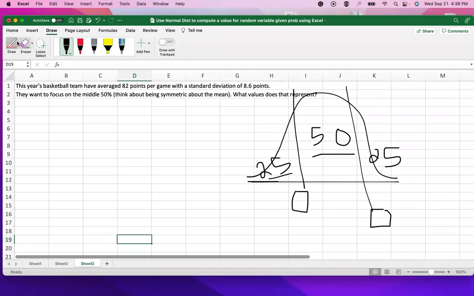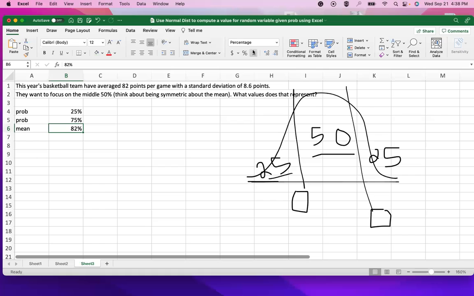So for our probabilities, we're looking at two different probabilities here. We're looking at a probability of 25%. We're looking at a probability of 75%. Only one percent sign needed. Okay, now our mean, we still know that to be 82, not a percent. Why does it always want to be a percent? Okay, let's get rid of that. Let's make it an 82. And the standard deviation is 8.6.